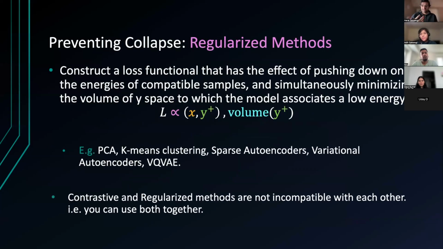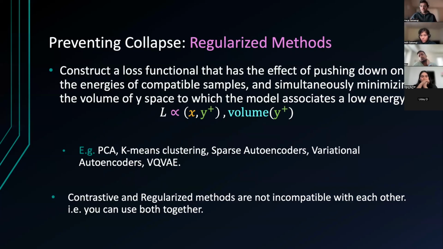That is where regularized methods come in. In regularized methods, we construct a loss function that has the effect of pushing down on the energies of compatible samples and simultaneously minimizing the volume of y space to which the model associates a low energy. In equation terms, the loss is directly proportional to the energy of x and y plus, and the volume of y plus. Examples are PCA, k-means clustering, sparse autoencoders, variational autoencoders, VQ-VAEs. These are the regularized methods that are out there.